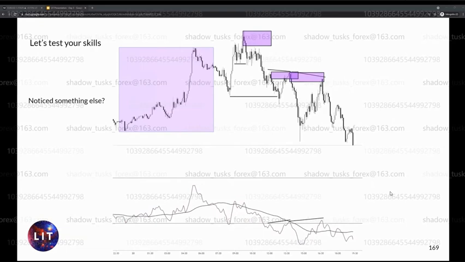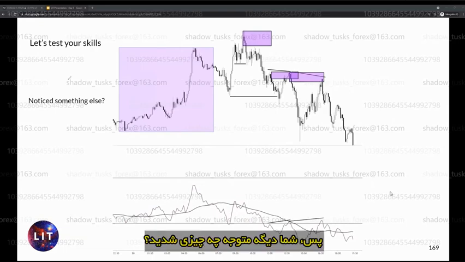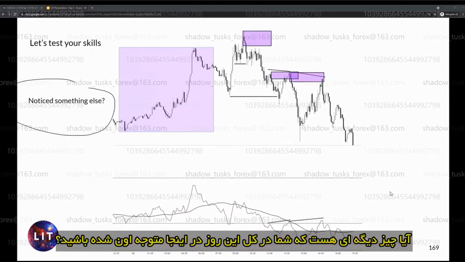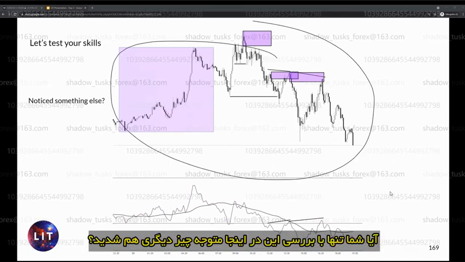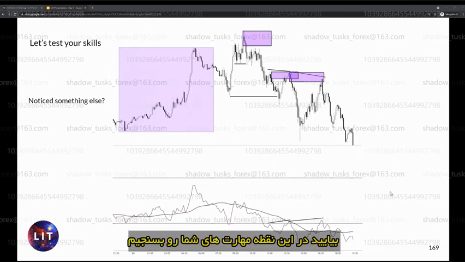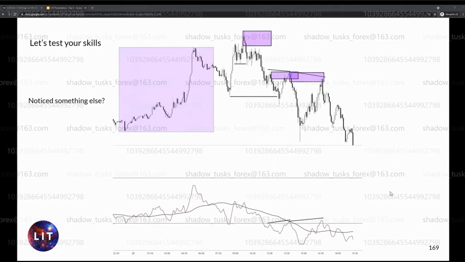Okay. So did you notice anything else? Is there anything you noticed as well in this whole day in here? What is going on here? Did you notice anything else, just looking at this intraday play? Let's test your skills at this point. Any guesses? Okay, there you go.